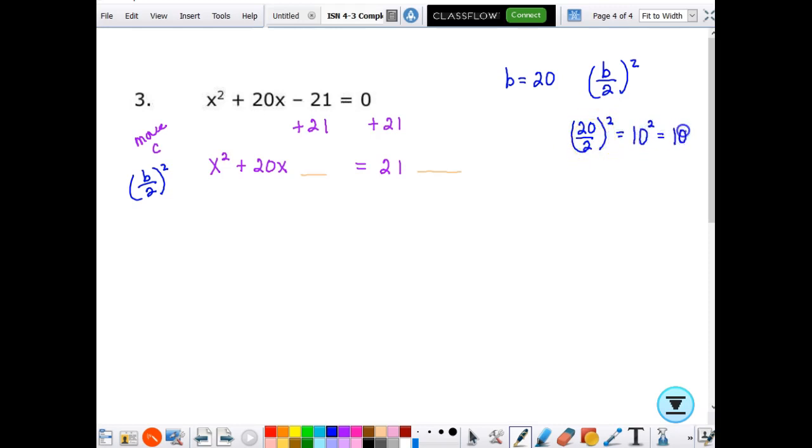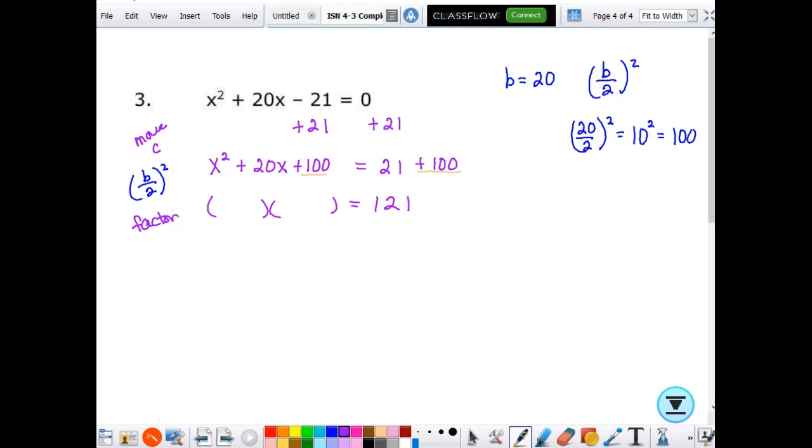10 squared is 100. Sometimes guys you tend to think, oh, I got this, this is easy. And you go a little faster than what you need to go. So slow down a little bit so you don't make those careless mistakes, or you at least can lessen them. So we have adding 100 to both sides. We're going to factor this side. We get 121 there.